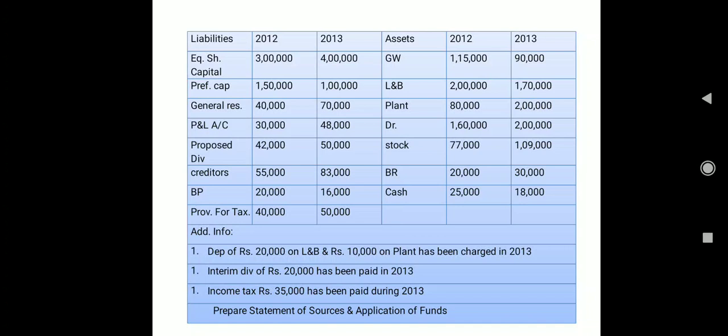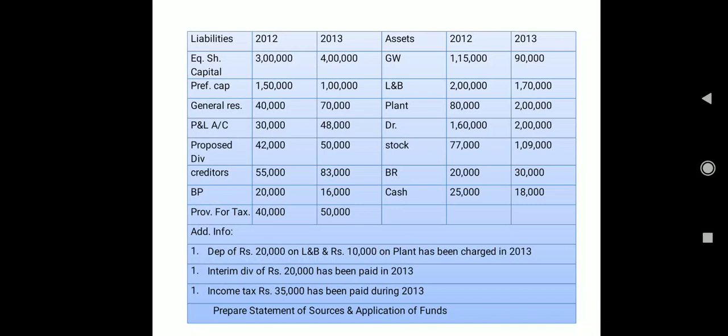So again the assumption. Okay, what is the assumption? We are going to assume that worth rupees 10,000 land and building we have sold. Getting it? Worth rupees 10,000 land and building we have sold. And if you are going to sell something, then I believe cash is coming into your pocket. So this will again be your source of fund. Clear? Now the next item which we left at that time, plant.